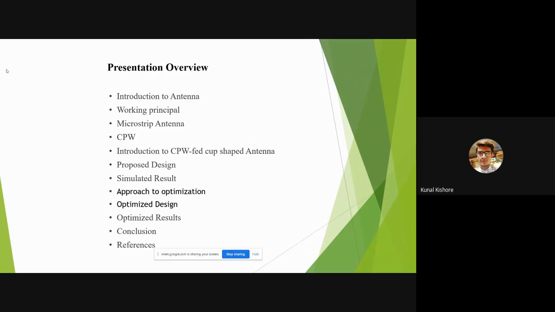So first I will talk about the presentation overview. Firstly, we will talk about what is an antenna, its working principle, and what is a microstrip antenna and CPW, and then we will come to our research paper, that is what is a CPW fed antenna and its results and analysis.